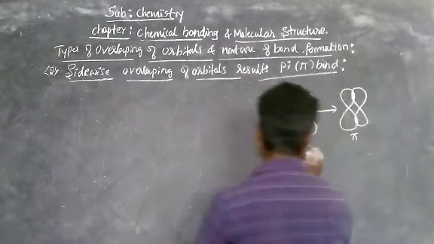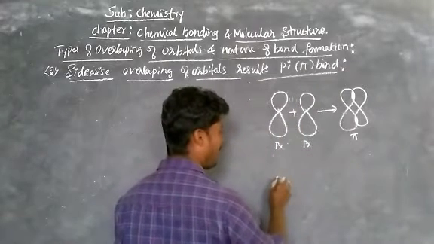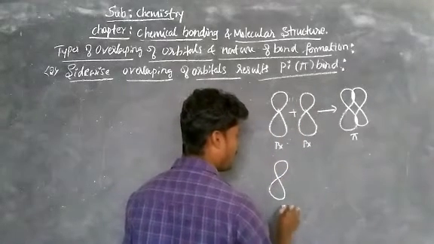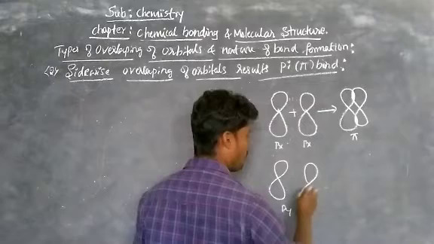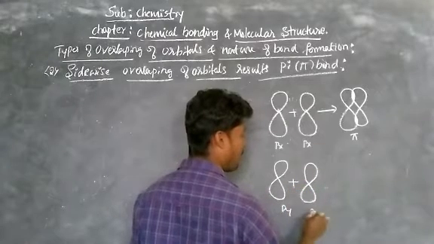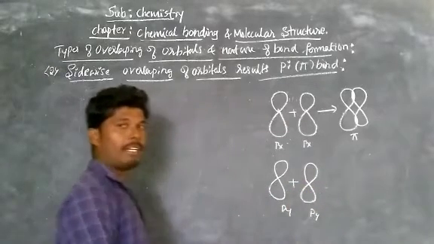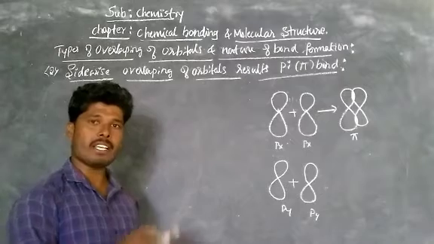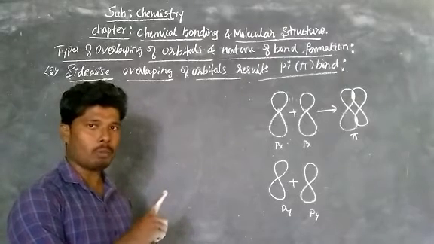This is px. Similarly, if you take py, this is one orbital, plus one more orbital, that is py. The orbitals which are present on the same axis are the ones that start to overlap.